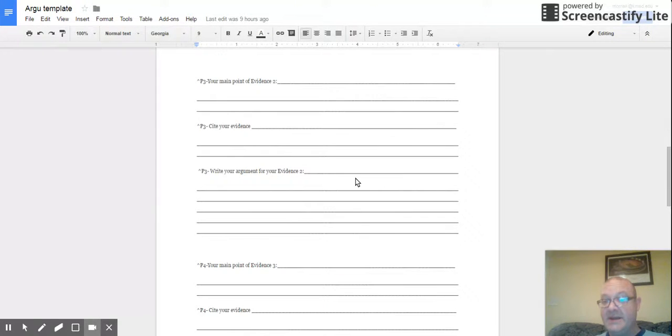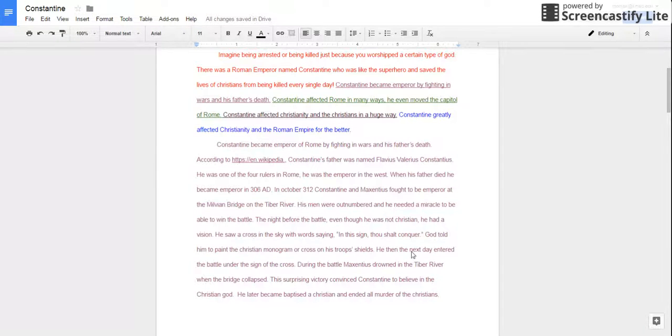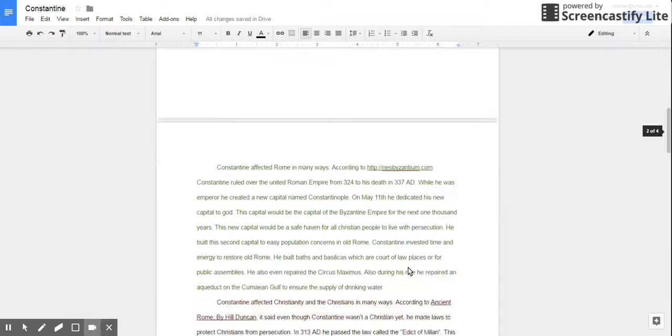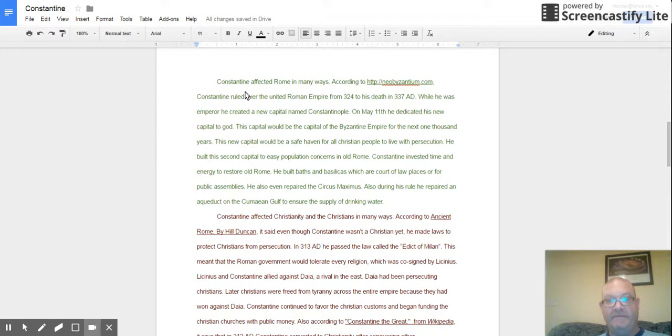Now we go down to our next. This is our third paragraph, but our second body paragraph. Back to my paper. I go to my next body paragraph. Constantine affected Rome in many ways. That's my main point. According to this website, here is my citation. And then I give the information I learned. Here's the argument I'm trying to make on how he affected Rome in many ways. He even moved the empire.